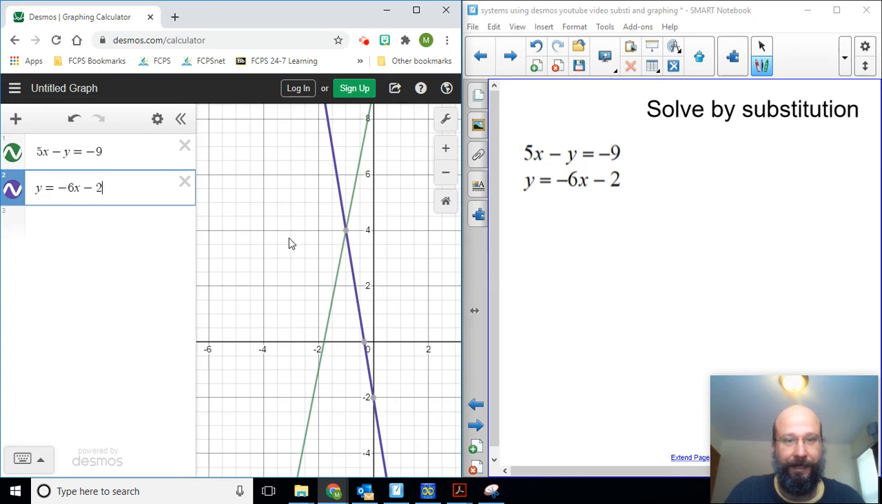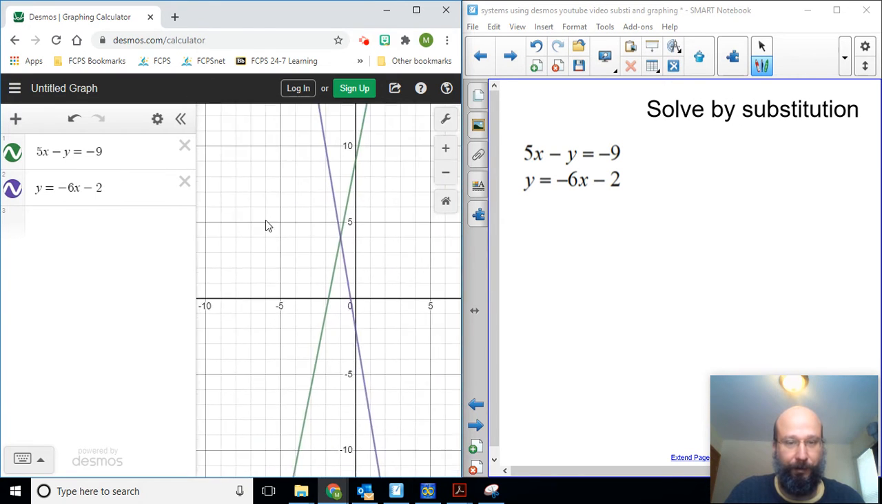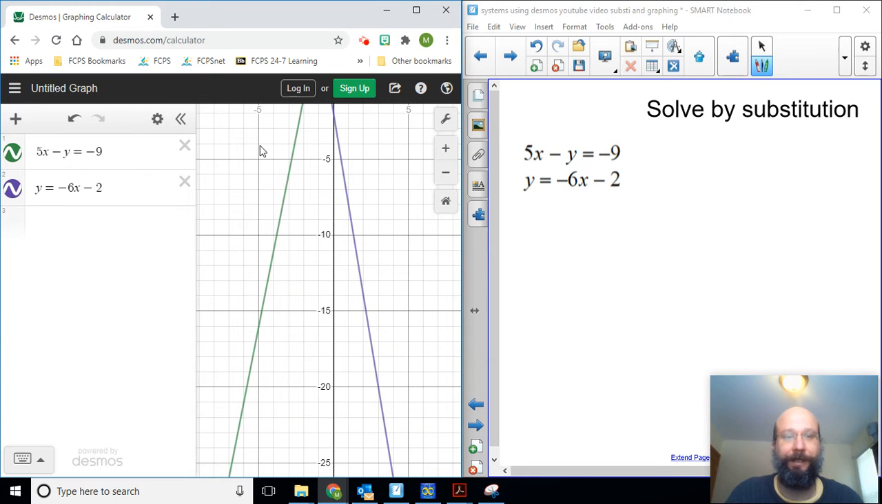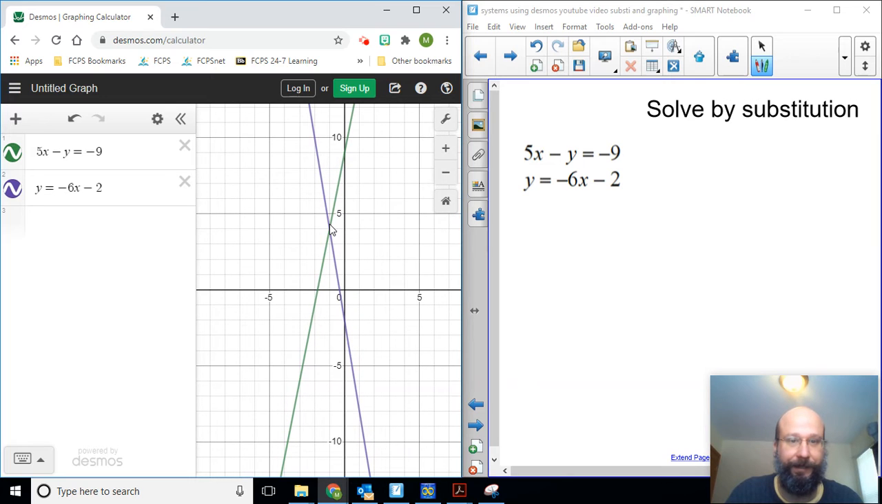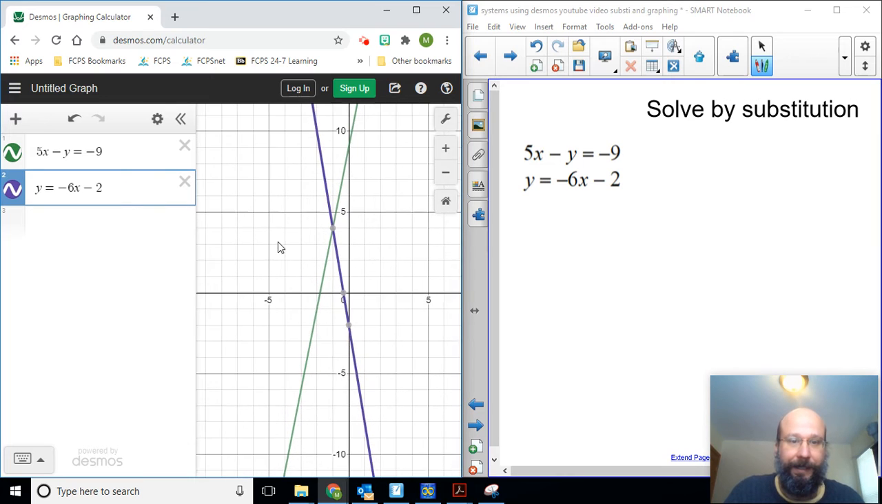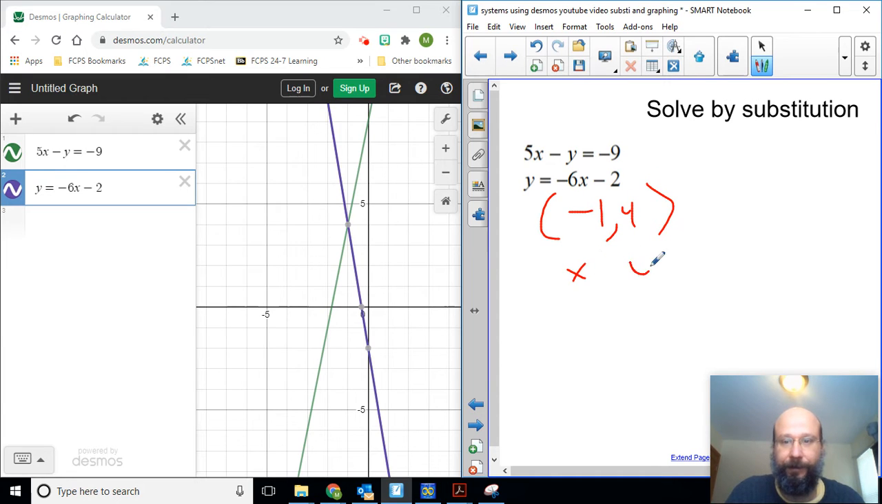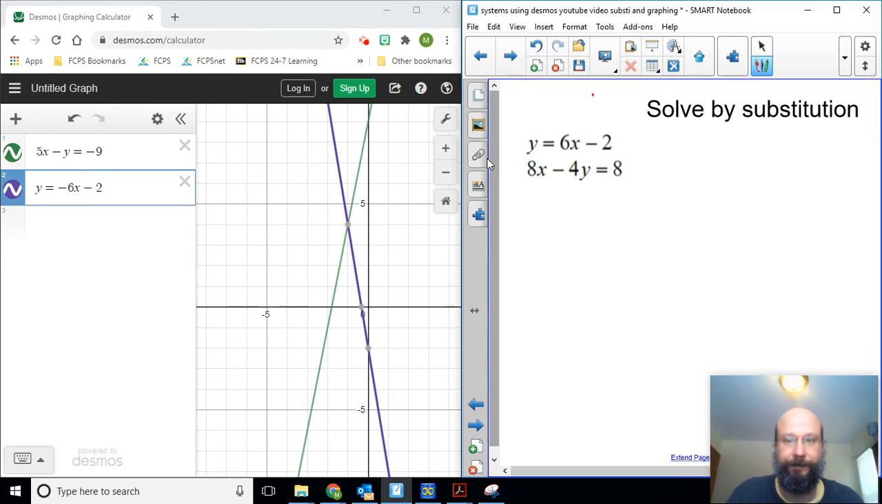I can zoom in. I can zoom out. I can move it around by holding the mouse button. So if I didn't see the point where they crossed, I know that it would be up here. So I just drag down, click on a line, and it gives me the point. This is my answer, -1, 4. So -1, 4. Again, ordered pair, x is the first, y is the second. Simple. You can't get any easier than this.